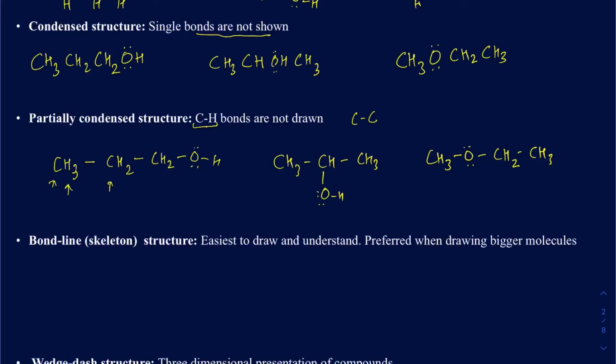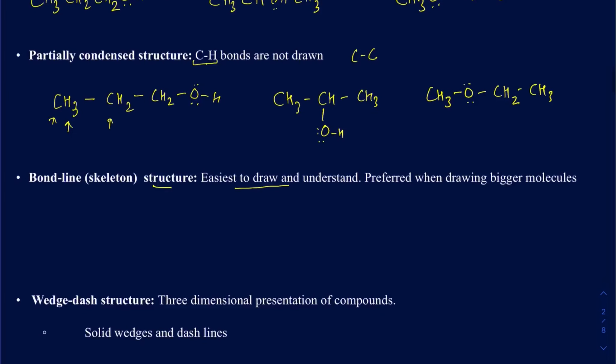However, the most popular is going to be the bond line, or also called the skeleton form. It's going to be the easiest way to draw, and the easiest to understand once you know what the lines and all that really mean. Because if you have a really big molecule, you don't have time to write down all the carbons and all the hydrogens in the molecule. So in a bond line structure, or skeleton structure, you don't write any carbon, you do not write any hydrogens. However, you will write a heteroatom such as oxygen or nitrogen, if there are any. And then you will show the angles between the carbons.